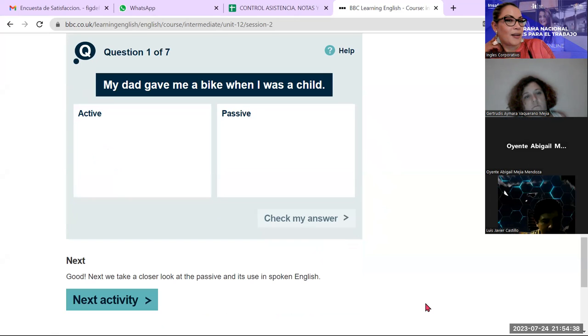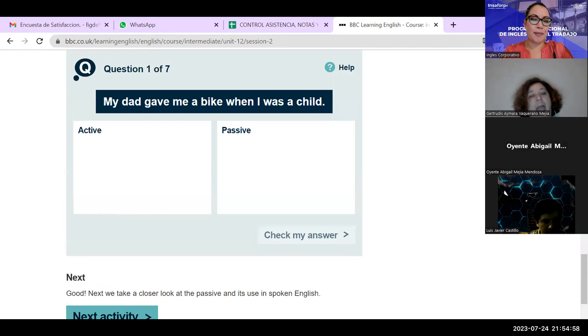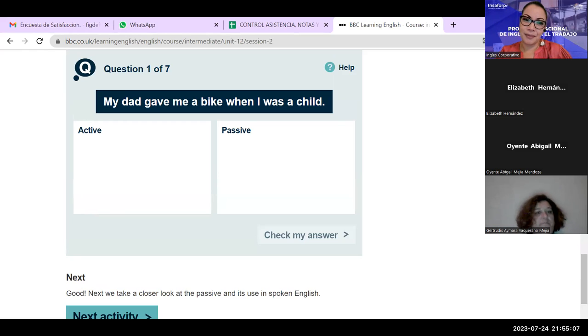Passive. My dad gave me a bike when I was a child. Is it active or passive? For me, passive. Passive? What do you remember about the passive and the active? It's active.